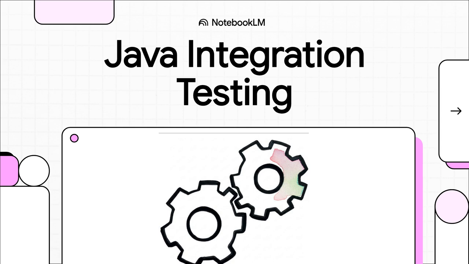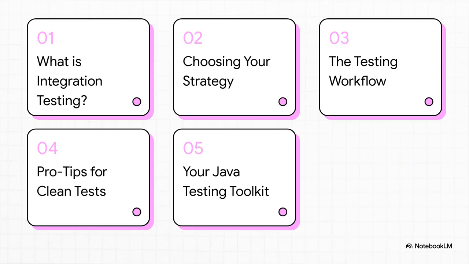So let's break it down. Here's how we're going to tackle this. First, we'll get into the what. Then, we'll talk strategy and workflow. After that, I've got some pro tips to make your tests super clean, and we'll finish up with the must-have tools for your toolkit. By the end of this, you're going to have a solid roadmap for integration testing.